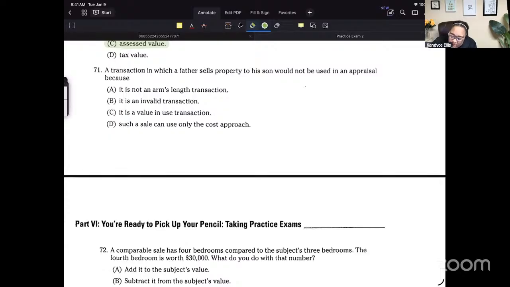Well, we're going to go ahead and eliminate D. It's not only use the cost approach. Remember, we use the cost approach if you've got a subject property where you're not going to have good comps. So maybe it's a unique building like a church or a dome home, or it's just a house that is so unique nothing else compares. And that's not this situation.